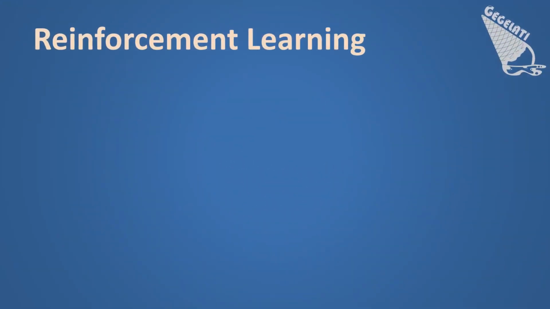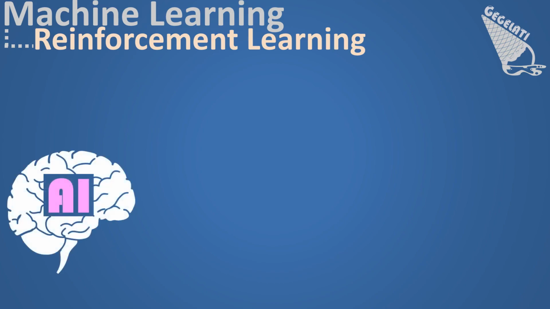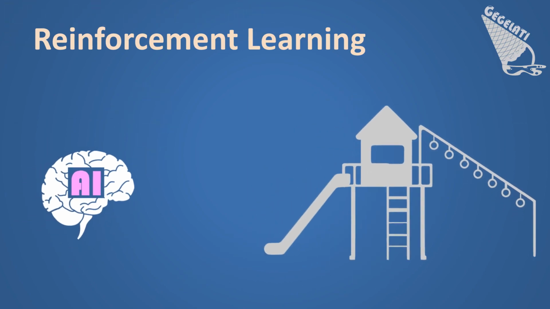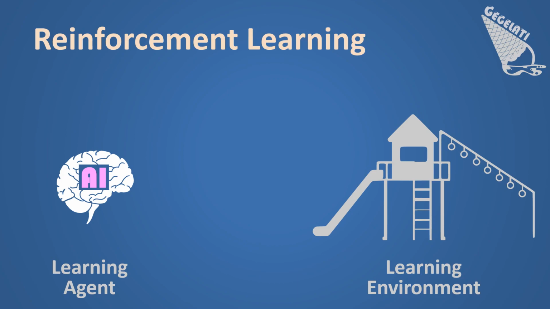Reinforcement learning is one of the many branches of machine learning techniques. In reinforcement learning, an artificial intelligence is placed in a playground and must learn to do something useful all by itself. But how does the magic happen? To teach itself something useful, the artificial intelligence, which is called the learning agent, must interact with a digital playground called the learning environment. The learning agent has the ability to observe the current state of its environment and can interact with it through a set of actions.